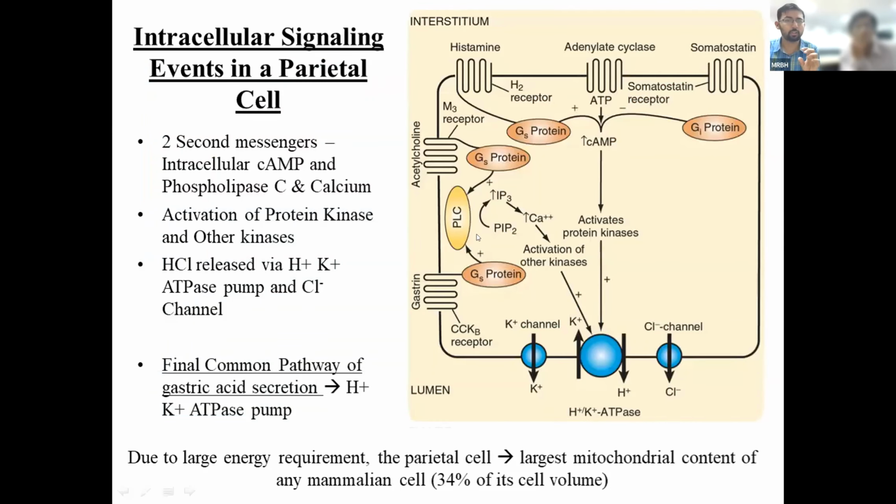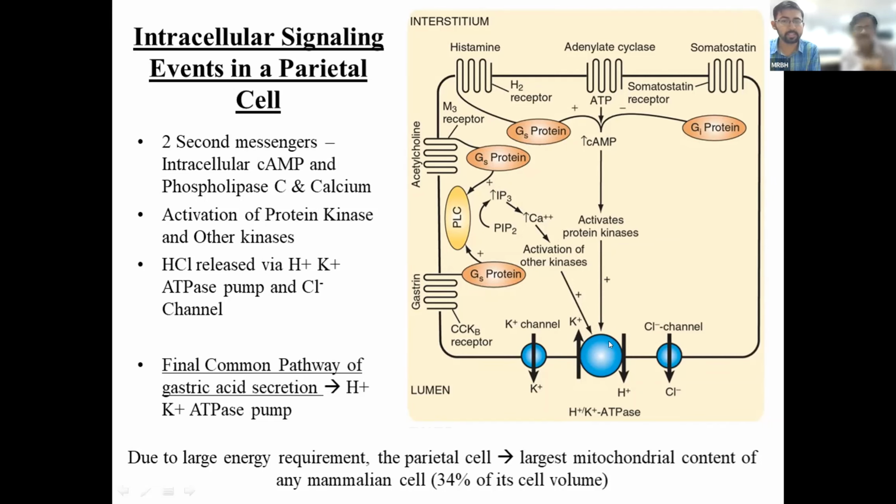Now, very briefly, I would also like to talk about the intracellular events. Most of these receptors, whether it is the histamine receptor, the somatostatin, or the acetylcholine and gastrin receptors, act through two secondary messengers, the cAMP pathway and the phospholipase C pathway, which activate protein kinase and various other kinases. The HCl is released via the H+/K+ ATPase pump and also the chloride channel. But the final common pathway is the H+/K+ ATPase pump.